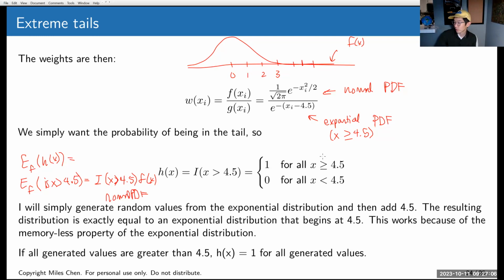So what we're going to do is generate random values from the exponential distribution, and then I'm going to add 4.5. And that resulting distribution is exactly equal to the exponential distribution that begins at 4.5. That works because of the memoryless property of the exponential distribution: once you condition that x is greater than some constant, the probability of generating that constant plus x is the same as generating 0 plus x. The exponential distribution is memoryless. So in our case, if all of my x values are going to be greater than 4.5, then h of x is going to equal 1 for all of my generated values.